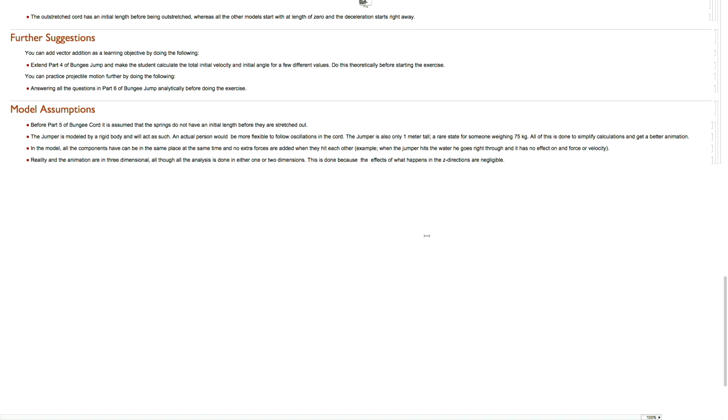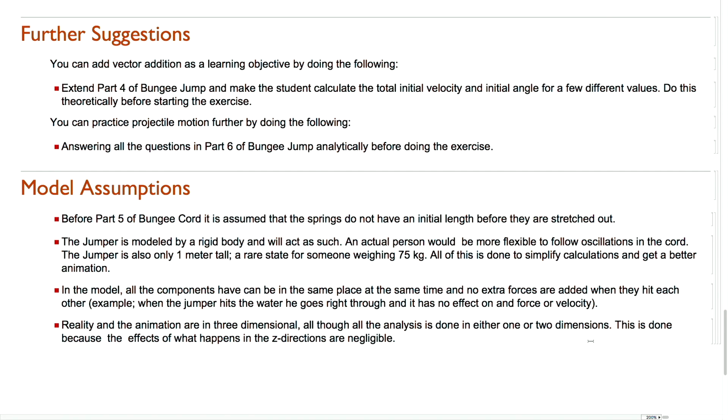And then it also gives things like further suggestions. Once you've done this, you can do this or that, and it gives the model assumptions that you had made and so on. So it gives the teacher the background needed in order to teach this specific course.